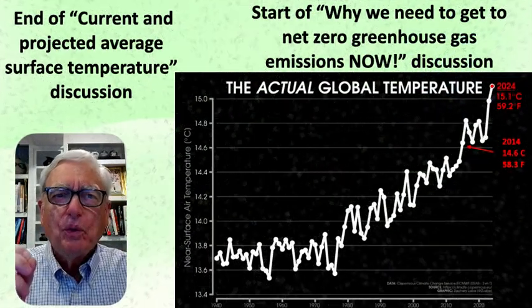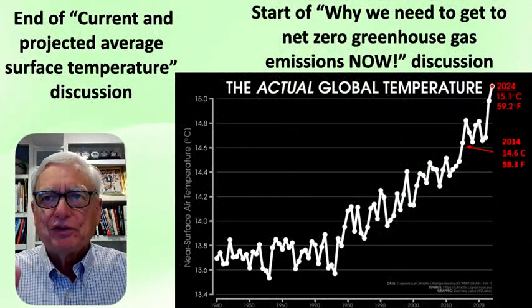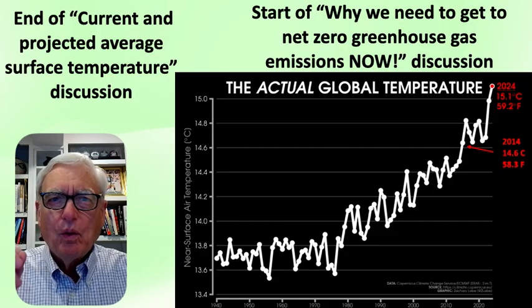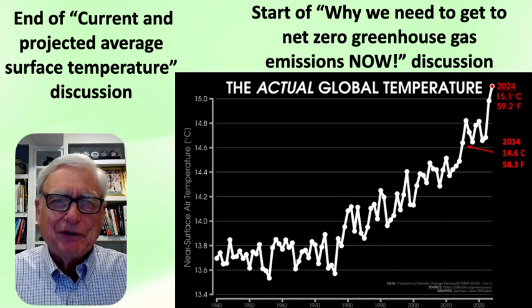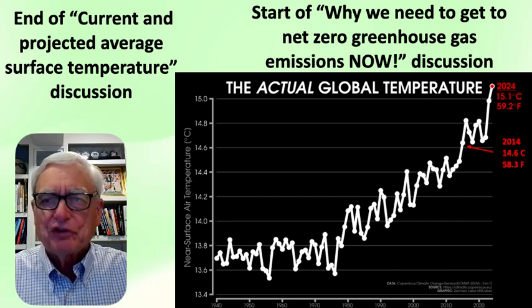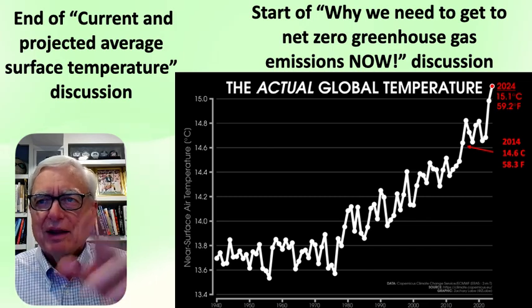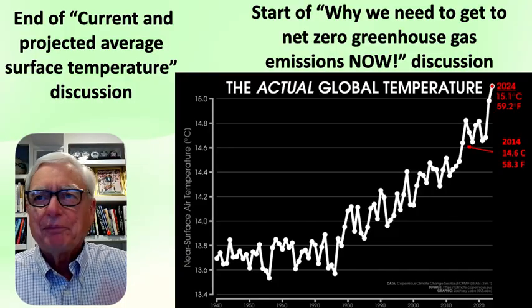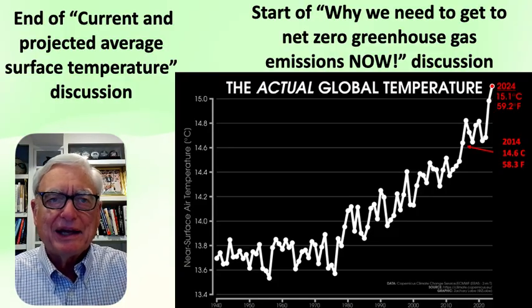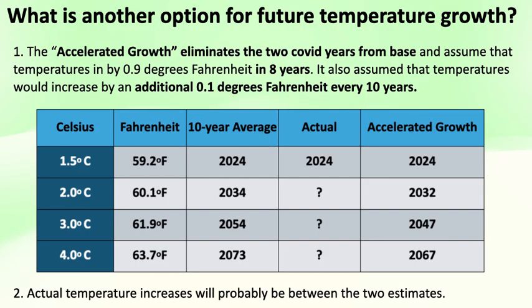Now we're at the real meat of this presentation. Why we need to get to net zero greenhouse gases now. For those that skipped, I just want to show this quick chart that says, you can see from this chart that in the last 10 years, we've increased temperatures by 0.5 degrees centigrade or 0.9 degrees Fahrenheit. In the previous section, we talked about what happens if we continue at our current pace. When will we hit 2 degrees, 3 degrees, and 4 degrees Celsius?